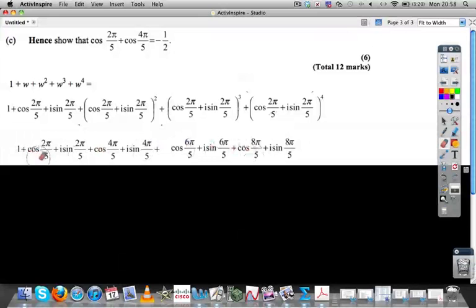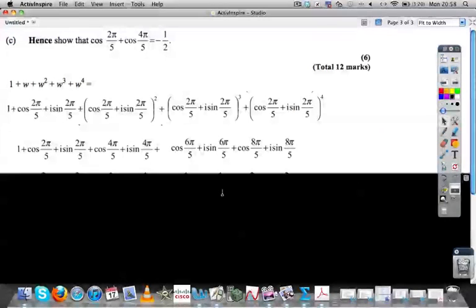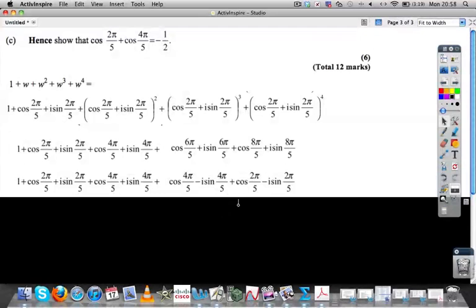So 1 plus cos 2 pi over 5. And the 2 comes in front. We get cos 4 pi over 5, i sine 4 pi over 5. That's going to become a 6. 3 times 2 is 6. 4 times 2 is 8. All right. This next step is probably where some of you got lost. Up until then, it's pretty straightforward. It's hence, so you can pick these points up because it's telling you what it wants.